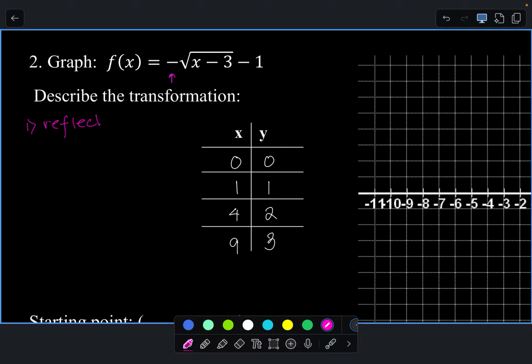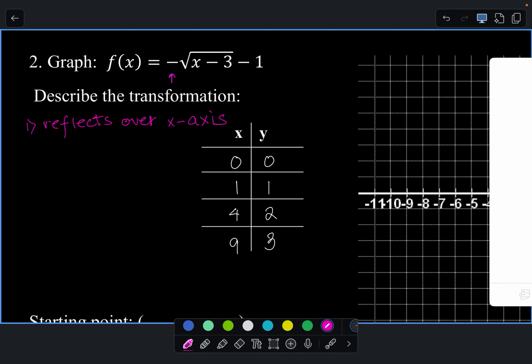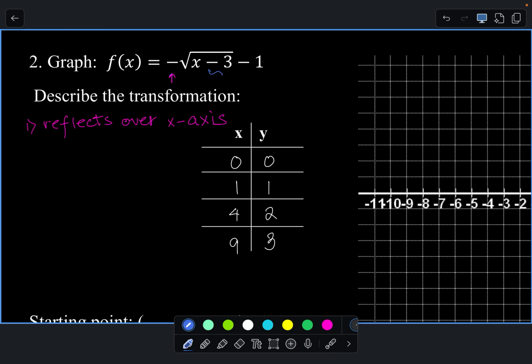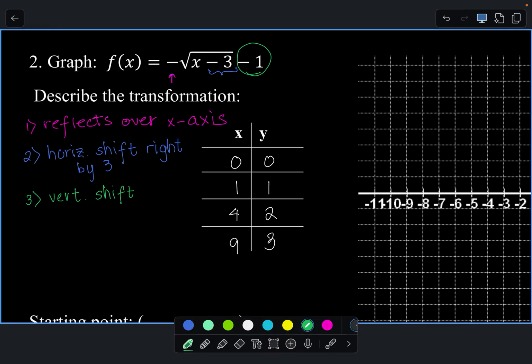Reflects over the x-axis. And then we've got this guy: horizontal shift to the right by 3. And last but not least, we've got a -1. This will be our vertical shift down by 1.